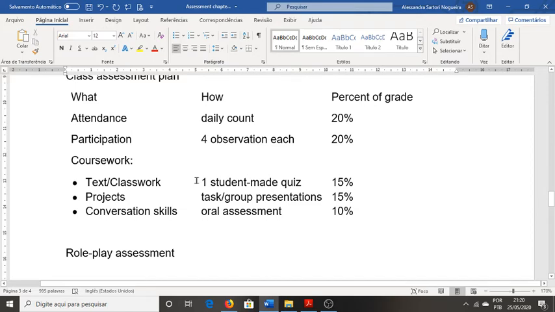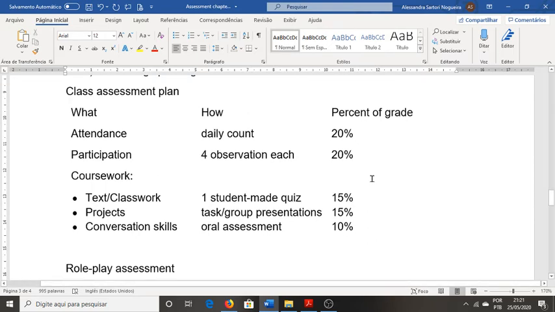with how, 1 student made quiz. I think it's an activity that the student was supposed to do. 15%. A project, how, task or group presentations, 15%. Conversation skills, how, oral assessment, 10%. So this is a summary, but then if you're a teacher using this, you would have to discuss with your students more details about it. But this is one example of a class assessment plan.